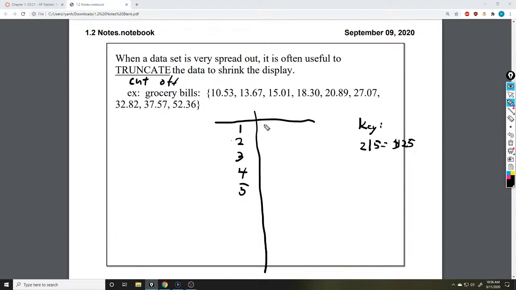And now we can make it. I've got a $10 purchase. I've got a $13 purchase, a $15 purchase, 18, 20, 20, 27, 32, 37, 52. It's all about creating the nicest visual for what is the data that we're looking at.